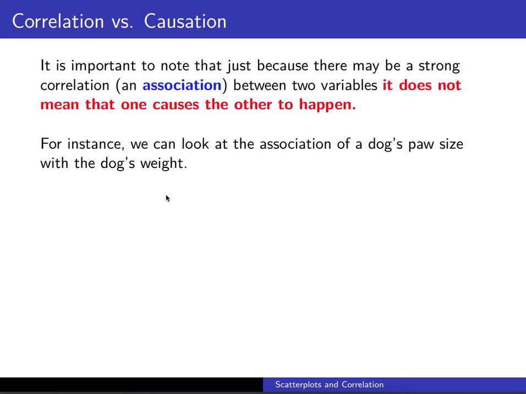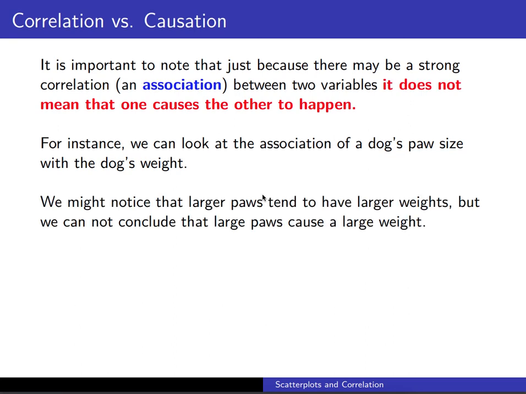So for instance, we could look at the association of a dog's paw size with the dog's weight. So typically, the bigger the dog's paw size, the more the dog's going to weigh. So we might notice that larger paws are going to tend to have larger weights, but we cannot conclude that large paws cause a large weight. So there's an association between the size of a dog's paws and the weight of the dog as an adult, but it doesn't mean that the paw size causes the dog to weigh more. There could be other things at play: genetics, breed, diet, exercise, that kind of thing. So we'll take a look at that in the next section as well.